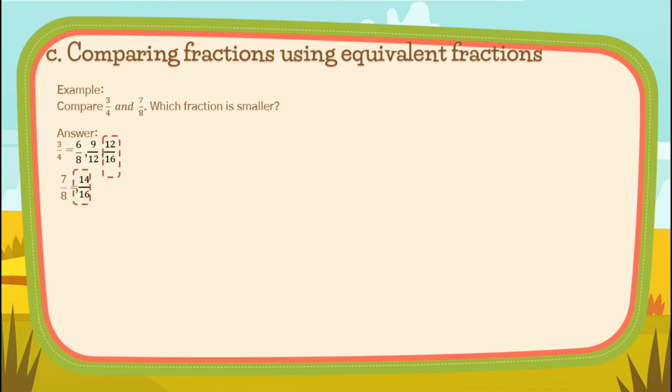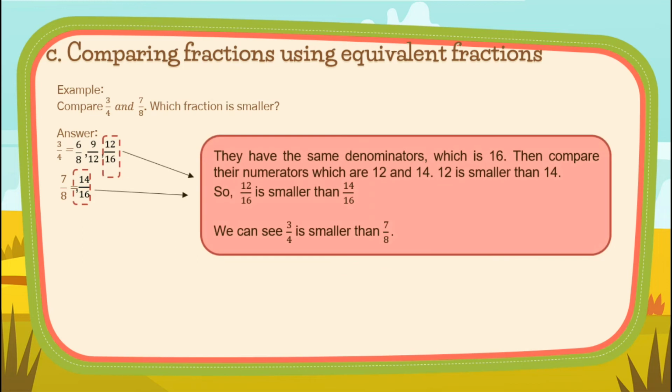12/16 and 14/16 have the same denominator. So, they have the same denominators, which is 16. Then, compare their numerators, which are 12 and 14. 12 is smaller than 14, so 12/16 is smaller than 14/16. We can see 3/4 is smaller than 7/8.